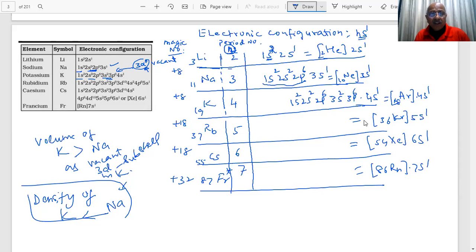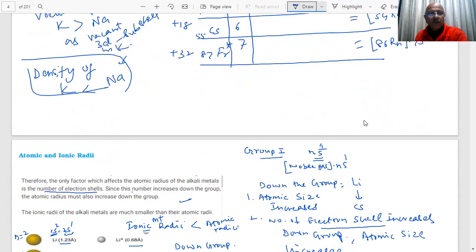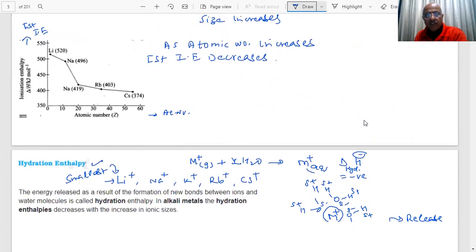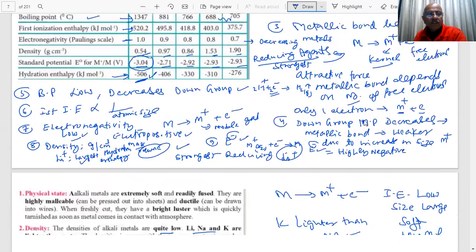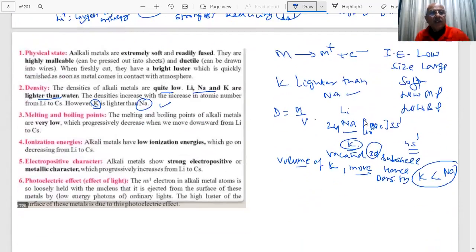Okay, then here we have shown you some of the physical properties and important points: densities, melting points, boiling points. Their melting and boiling points are low, ionization energy is very low, and they are highly electropositive, therefore strong metals. Photoelectric effect means they can easily lose one electron because their ionization energy is low. So the electron can be easily ejected by light energy. That is why they show metallic luster and the photoelectric effect.